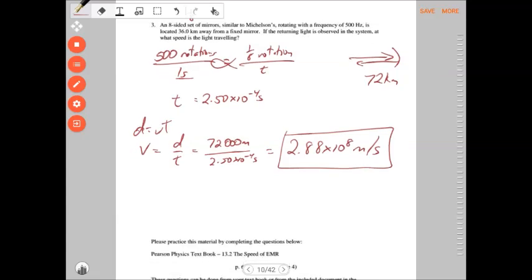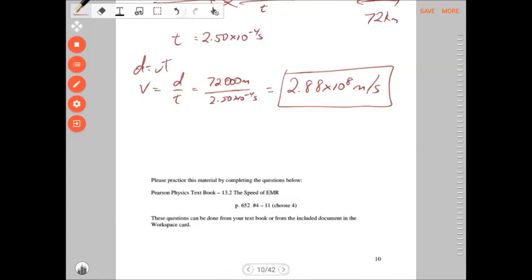Awesome. So that's that, guys. I would like you to practice this section, page 652 in your textbook, numbers 4 to 11. And that's a lot of questions, so really if you just choose 4 of them, that would be plenty to get these ideas in. All right, again, you can use your textbook, or you can print this from the workspace card in the workspace.